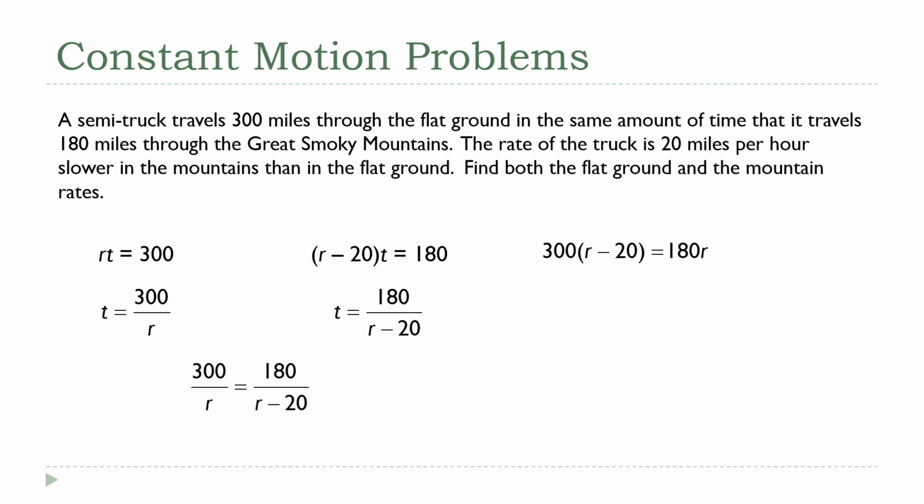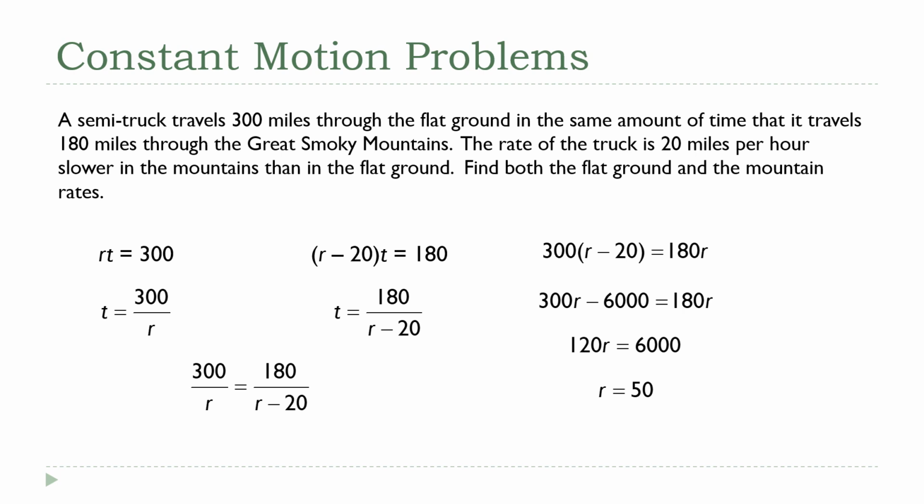Now it's just going through the steps. We'll distribute 300 into the parentheses. 300R minus 6,000 equals 180R. Rearrange some things. Subtract 180R from both sides, and I'm going to move the 6,000 over to the right side. So this becomes 120R equals 6,000. And finally divide by 120. R is equal to 50. And that's what I was looking for.